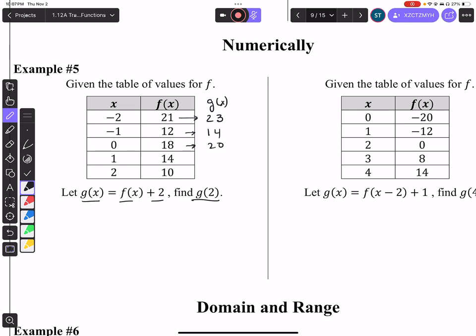We want the g of 2. So if we plug in x is 2, it's going to bump my 10 up by 2 units because of this 2. So it'll go up to 12. I might as well fill out that one up too. It'd be at 16. So yeah, g of 2 is 12.